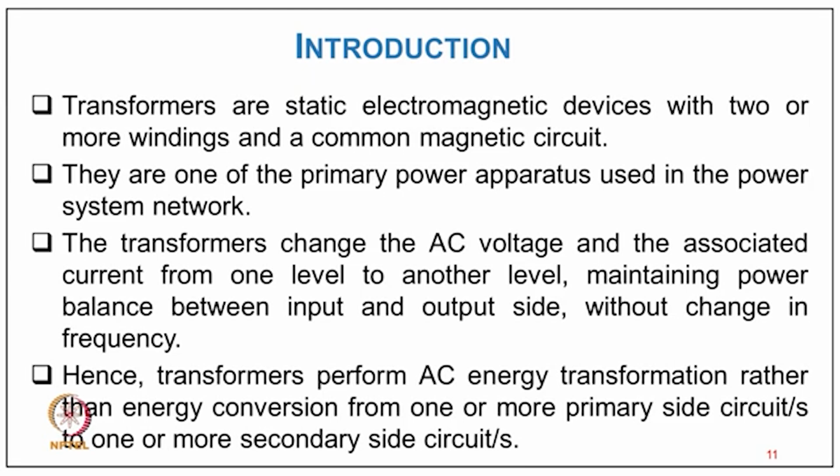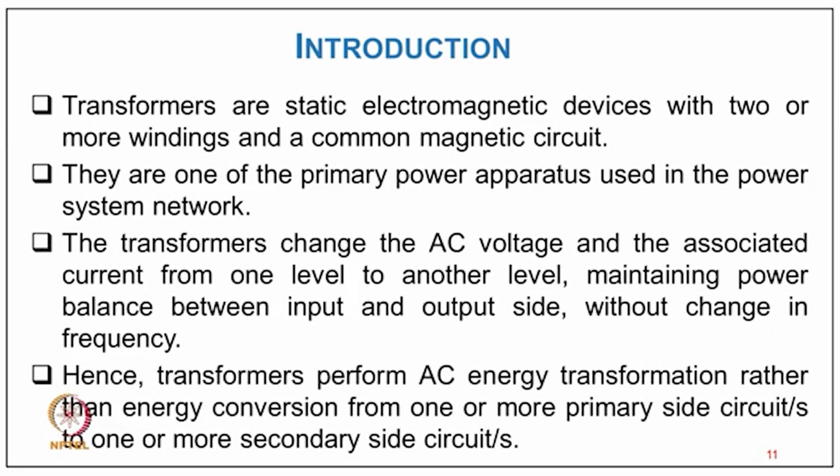So coming to this, transformers are static electromagnetic devices with two or more windings and a common magnetic circuit, and they are one of the primary power apparatus used in the power network. The transformer changes the AC voltage and the associated current from one level to another level, maintaining power balance between the input and output side without change of frequency.